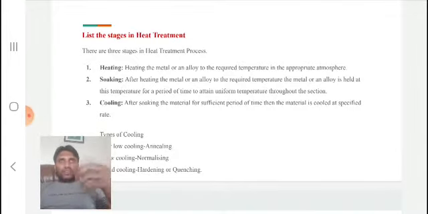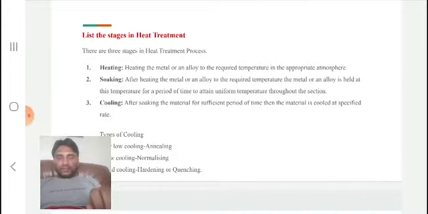But how is this heat treatment process conducted? This heat treatment process is conducted in three stages. The first stage is the heating stage, the second stage is the soaking stage, and the third stage is the cooling stage. So, what do we do in heating? Heating the metal or an alloy to the required temperature in the appropriate atmosphere. That means heating the metal in the furnace, maybe in an oxidizing atmosphere, a reducing atmosphere or a neutral atmosphere.